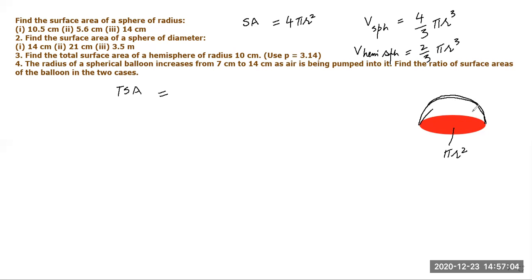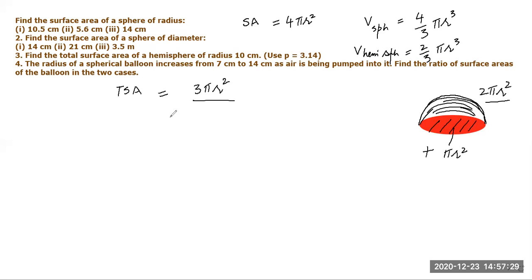Half of sphere, the curved surface area would be 2 pi r square. So 2 pi r square plus pi r square. That's why total surface area will be 3 pi r square in case of hemisphere. Hemisphere means half sphere. Okay, but this area will be added. That is pi r square, right?